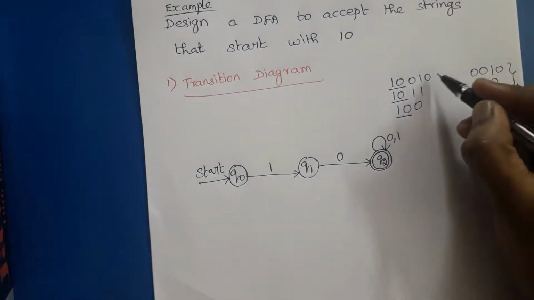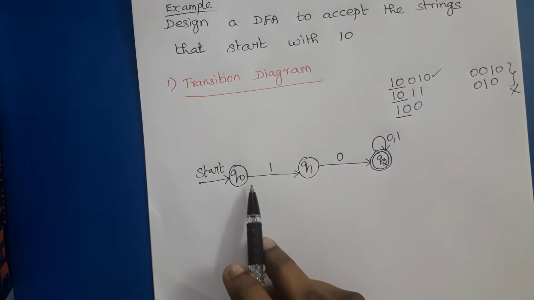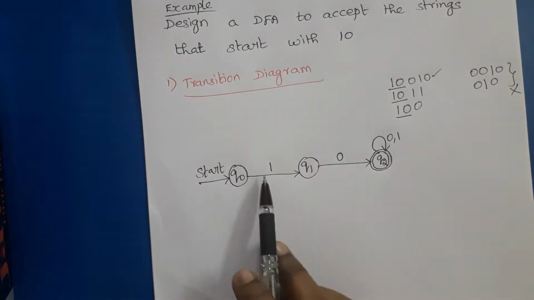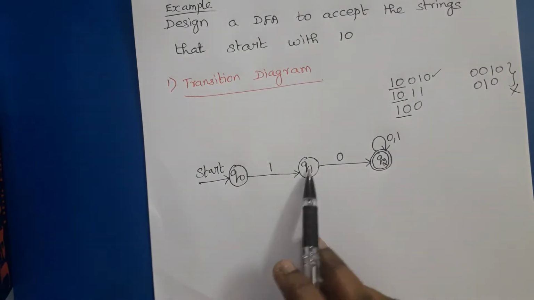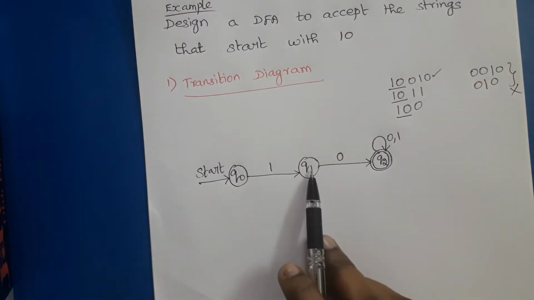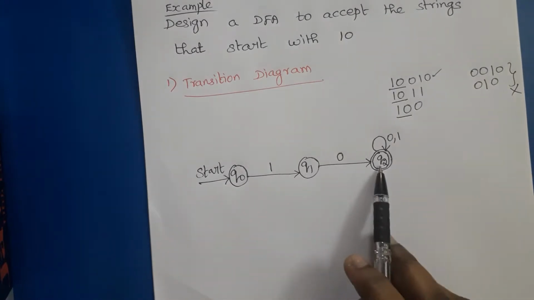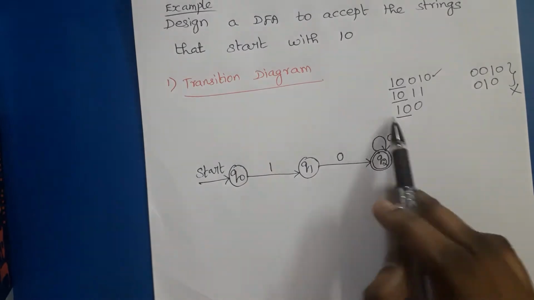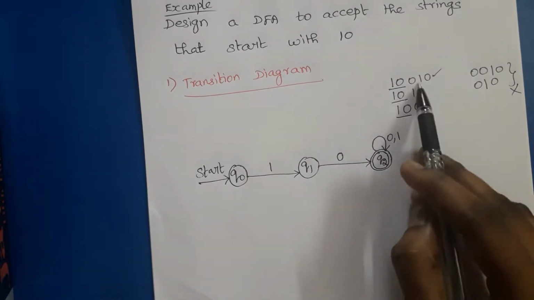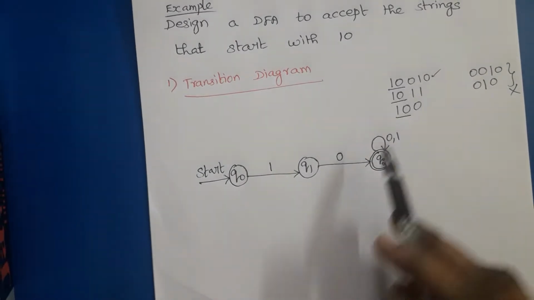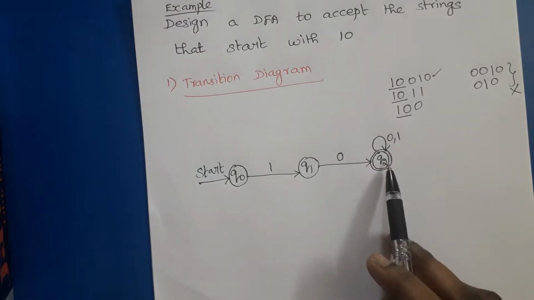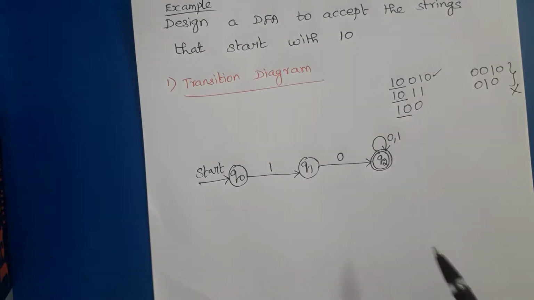So after recognizing 1 0, for all the input symbols, the state must remain the same. For example, consider the first input string. The transition changes for the 1, Q0 changes to Q1. Then for 0, it reaches Q2. Then for 0, it remains in Q2. Then for 1, it remains in Q2. Then again 0, it remains in Q2. So this input string is accepted by our DFA.